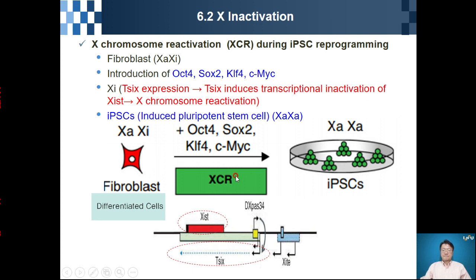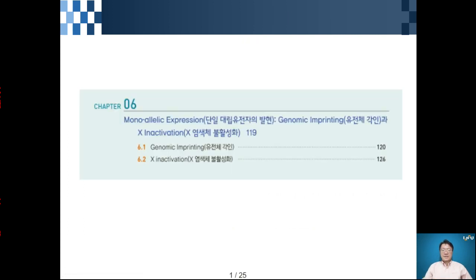Okay. Today we learned chapter 6, mono-allelic expression, especially focused on genomic imprinting and X inactivation. Okay. Today we will finish the class.